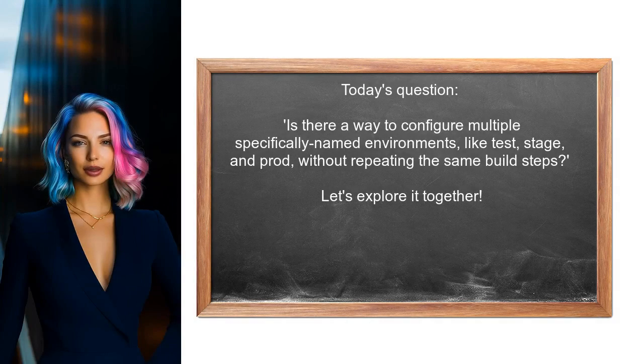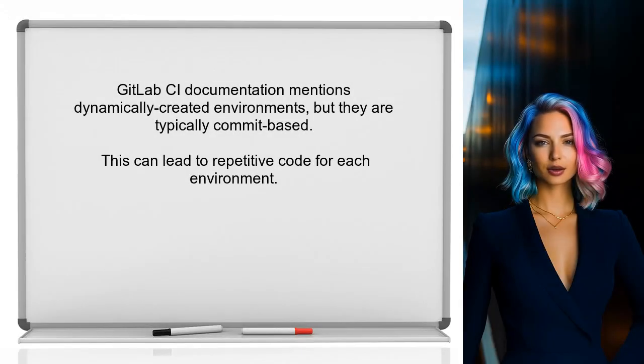Here's the specific question we're addressing today. One user asked, is there a way to configure multiple specifically named environments, like test, stage, and prod, without repeating the same build steps? This is a common concern, so let's explore it together. To understand the issue, GitLab CI documentation mentions dynamically created environments, but they are typically commit-based. This can lead to repetitive code for each environment, which is not ideal. Let's see how we can simplify this.